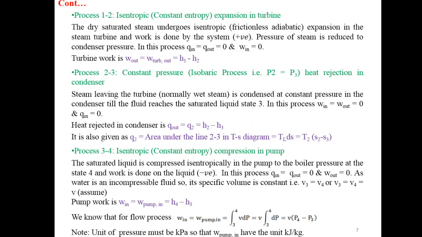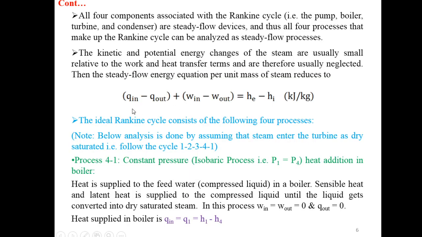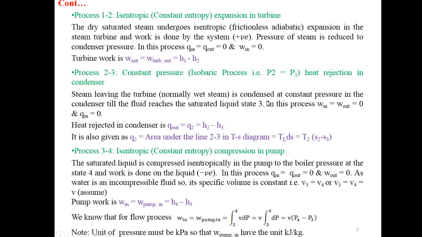So what we can say? We can say that if we apply this condition here, Q in equal to 0, Q out equal to 0, W out equal to 0. So W in is equal to X exit. Exit is point number 4. So H4 minus H inlet. Inlet is point number 3. So we get H4 minus H3.